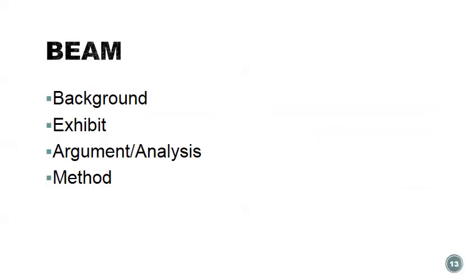So just to wrap up, BEAM is just a way to categorize the different sources that you find. They might be used as background sources or exhibit or arguments or methods, but they all should serve a particular purpose in your paper. In the next video, I'm going to be talking about how you're going to integrate those into the different sections of your paper.